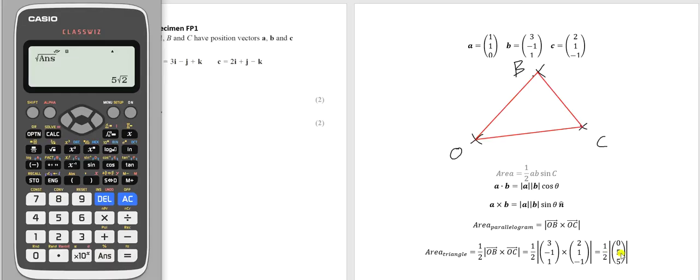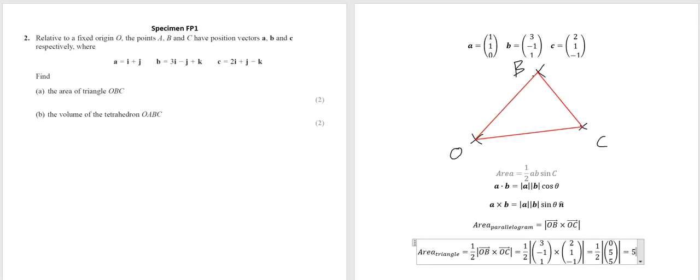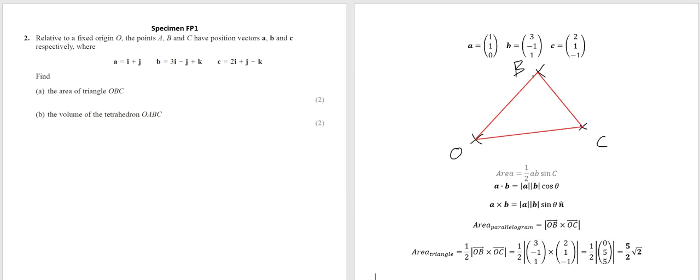We then just need to multiply by a half. So our final answer is 5 over 2 root 2, or 5 root 2 over 2 if you prefer. The precise way you write that doesn't really matter as long as it is the exact value. We don't want any approximate values in here. We want the area of the triangle. So that's the first part.